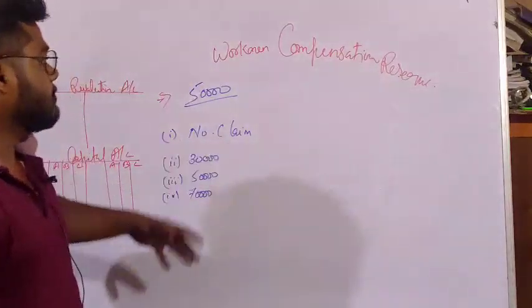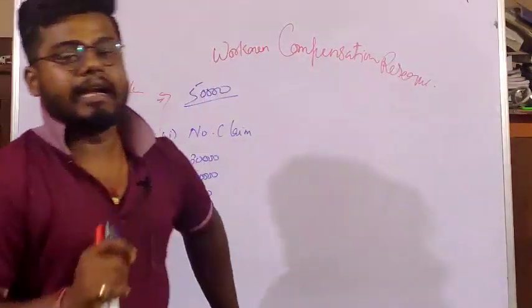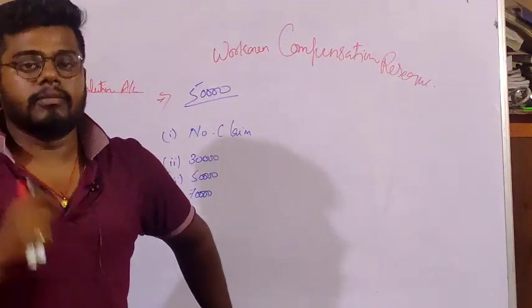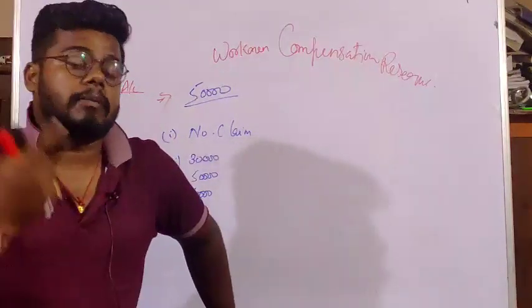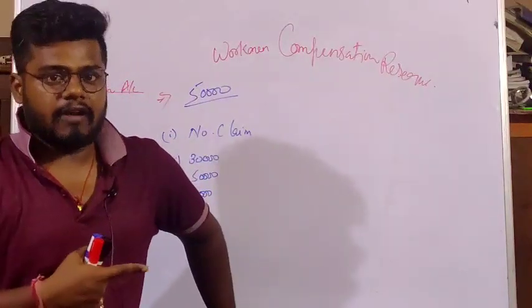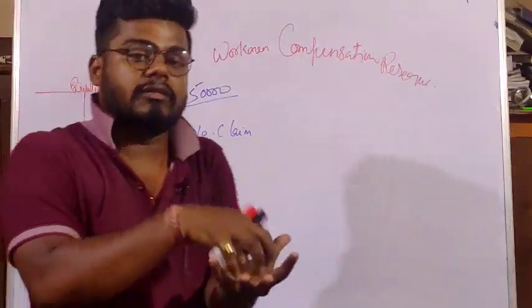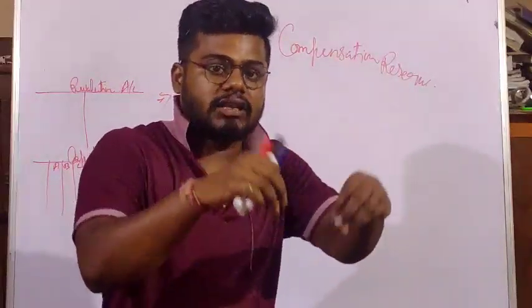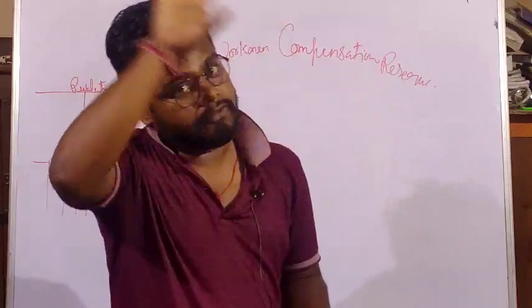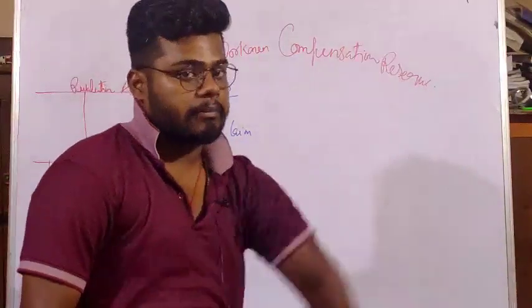Sir, what is Workmen Compensation Reserve? The name itself says it. A and B are running a firm, and if any mishap happens with our worker, then who will pay? Sir, A and B have to pay. So what are A and B doing right now? They are accumulating a reserve. They are making a reserve and depositing the amount in it, so that in future if any mishap happens with our workers, we can pay this.